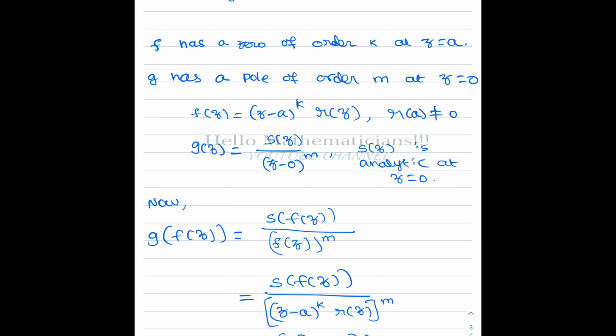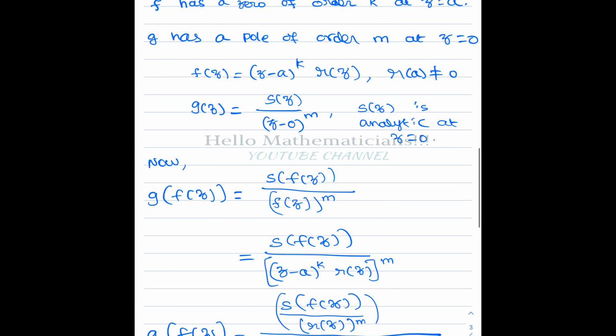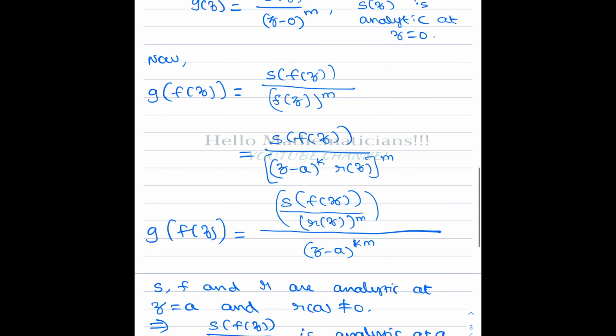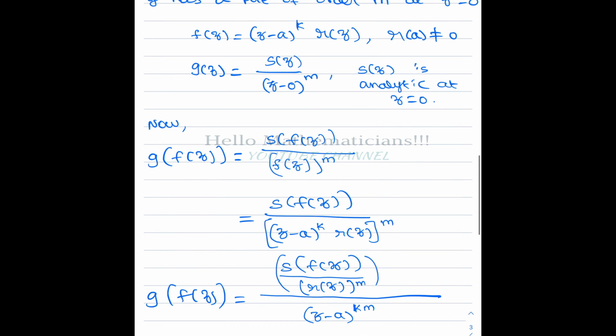Therefore, if you look at this function, if f is analytic, you can conclude that this r of z is also analytic. That is the definition of zero, and r satisfies this extra condition. Therefore, this function f, this function s, this r, all these functions are analytic at a, and r of a is not equal to 0. The quotient of analytic functions is analytic if the function is well defined. Since we have r of a not equal to 0, this function is well defined at z equal to a. That makes the numerator function analytic at the point a.